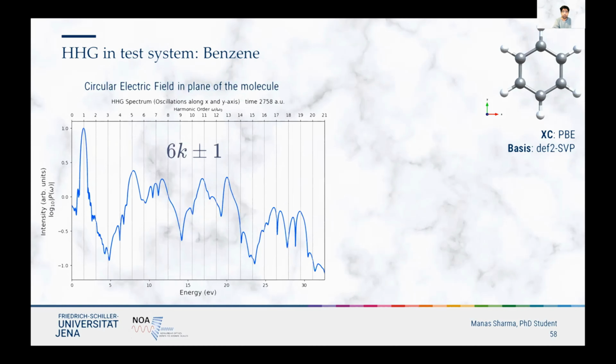But then I also did a test with a circular electric field. And here again, as expected from theory, we get the harmonics that are multiples of 6 plus or minus 1. So like 1, 5, 7, then 11, 13, and so on.